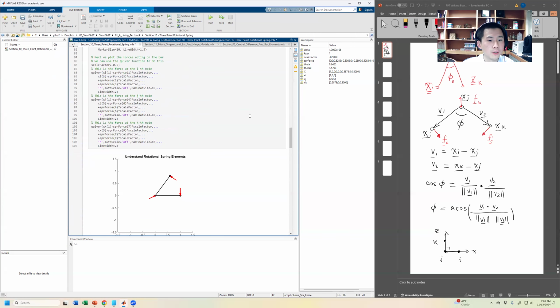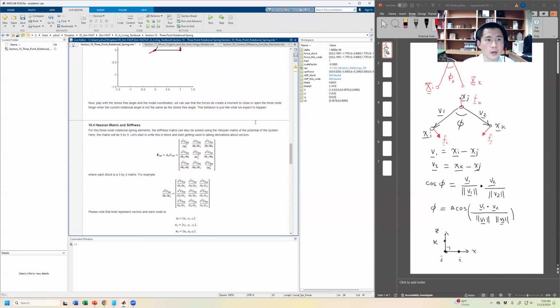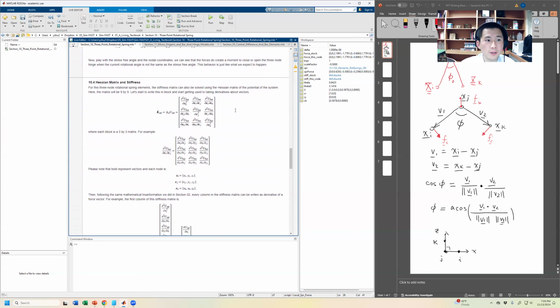Okay, so this is how the force computations are done, and as you can see, nothing is very different. And the next thing we're going to be doing is to go into the stiffness, right? So remember that when we're talking about the Newton-Raphson method, we need both the internal forces and also the stiffness. And this time, the stiffness still is going to be that Hessian matrix because we have an additional node. It would be a 9 by 9 matrix.